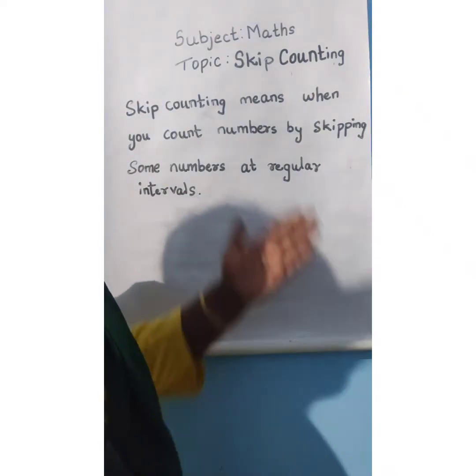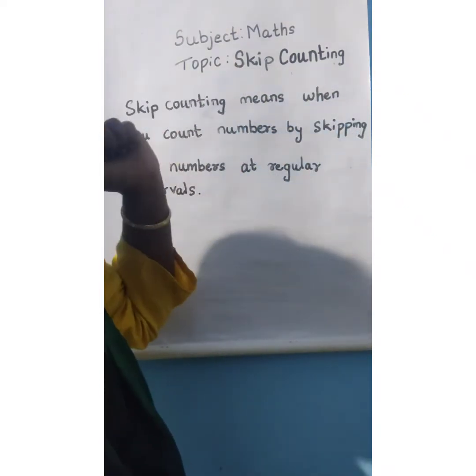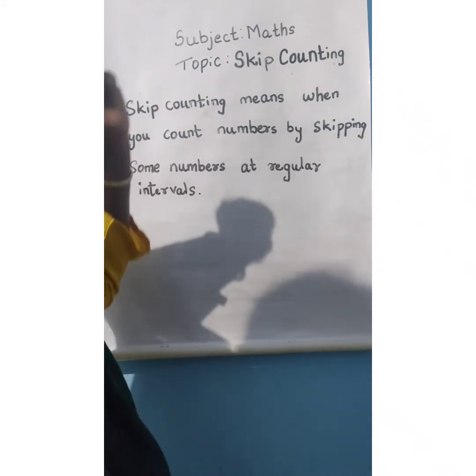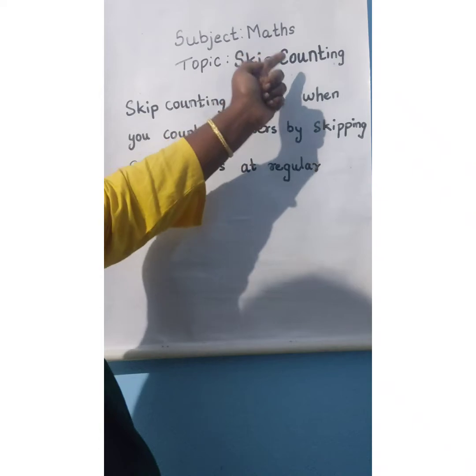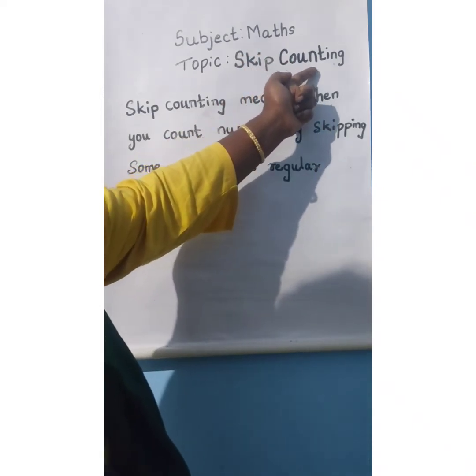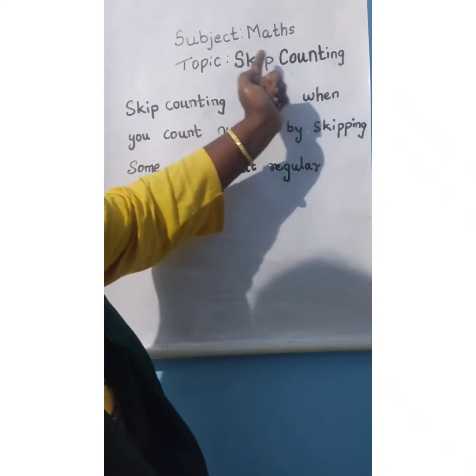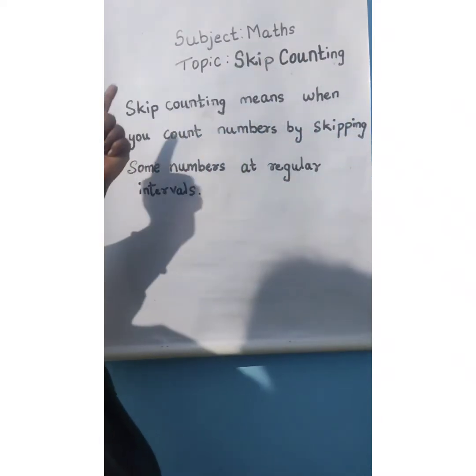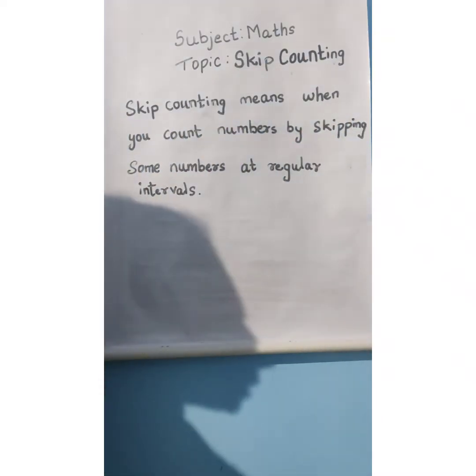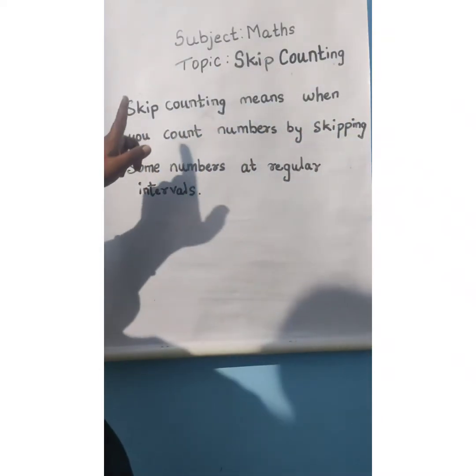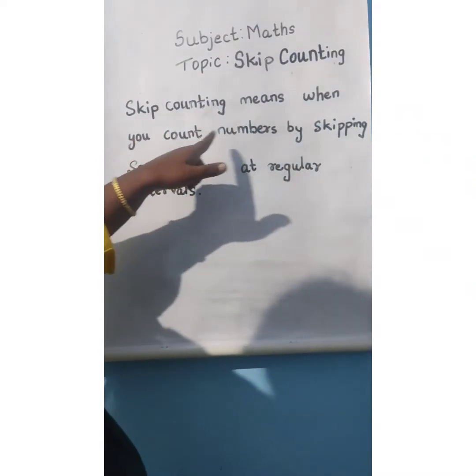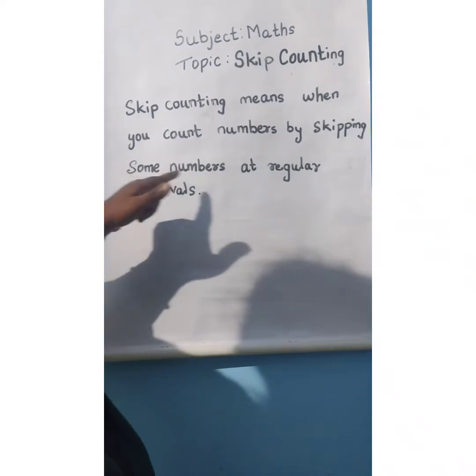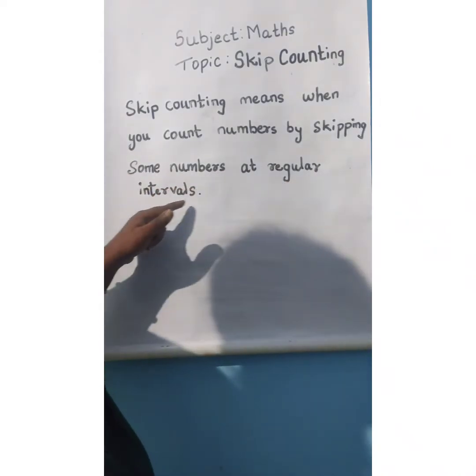So skip counting, spelling for skip counting, children. Can you spell it? S-K-I-P, skip. C-O-U-N-T-I-N-G, counting. What is the meaning of skip counting? Skip counting means when you count numbers by skipping some numbers at regular intervals.